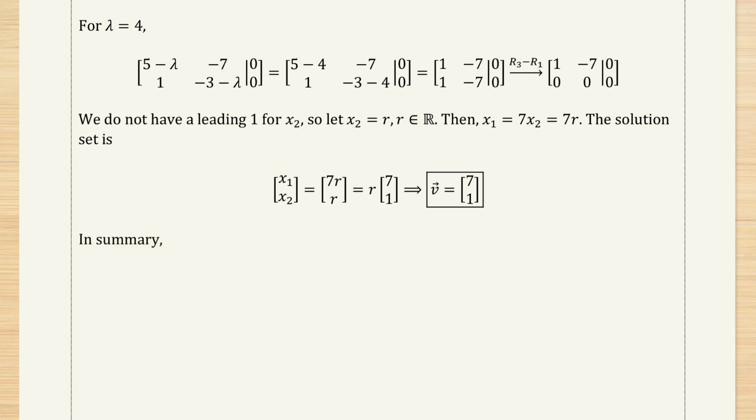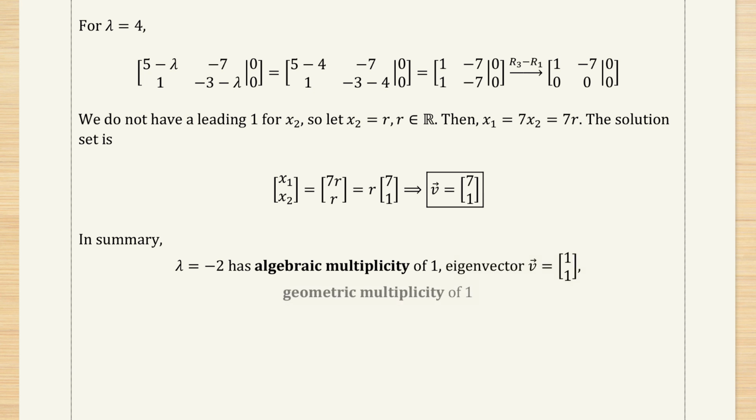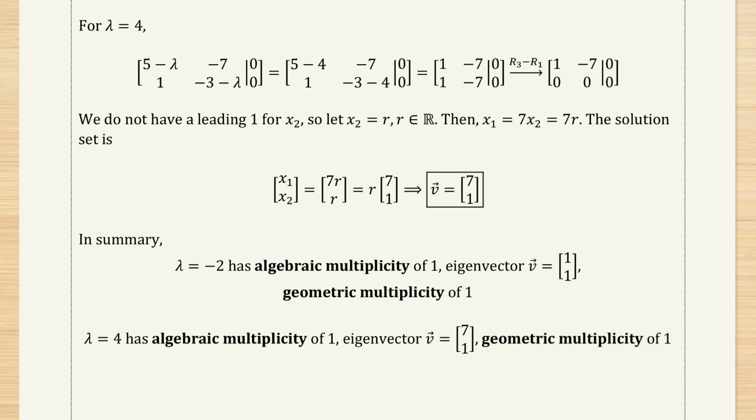Let's summarize what we just found and also introduce some new vocabulary. The eigenvalue -2 has an algebraic multiplicity of 1, because lambda equals -2 only comes up once in our characteristic equation. From this eigenvalue, we only have a single eigenvector, and therefore lambda equals -2 has a geometric multiplicity of 1. The next eigenvalue, lambda equals 4, also appears once in the characteristic equation, so it has an algebraic multiplicity of 1. And from this eigenvalue, we only have one single eigenvector, therefore lambda equals 4 has a geometric multiplicity of 1.